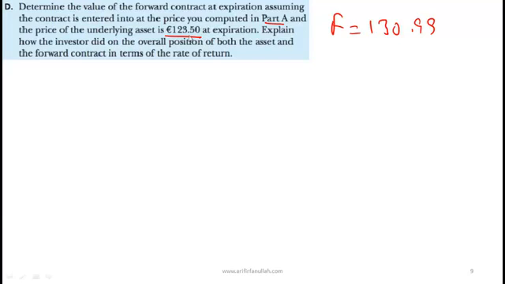Price went down. So the short benefited by how much? 130.99 minus this. Okay, can you use the value formula with the T minus t? Yeah, you don't need to, but it's the same. The T minus t becomes 0, anything to the power of 0 is 1. So it's the same formula, but you don't really need it. 130.99 minus this is the benefit to the short.